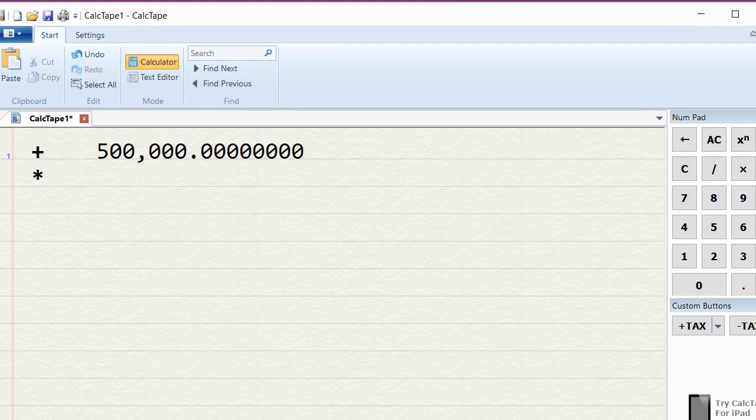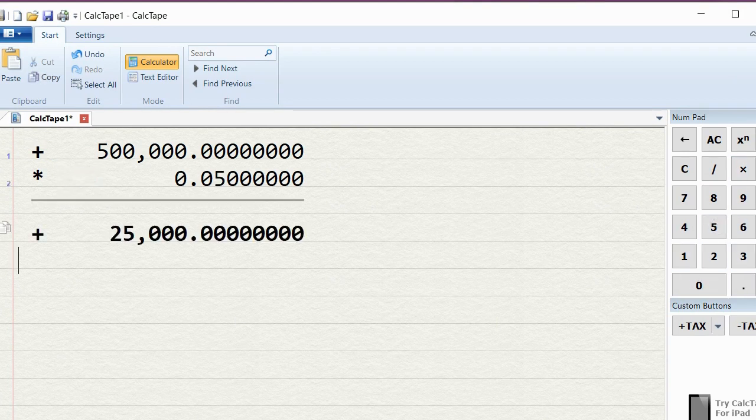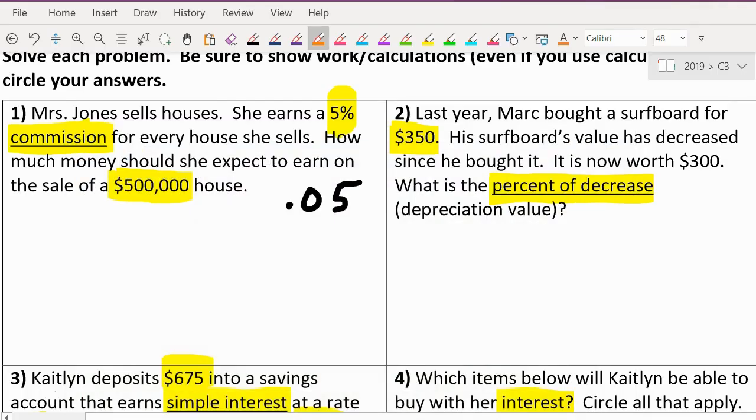Times 500,000, times 0.05. Okay, $25,000. So now for your work, you have to show it, right? It says show your work and calculations. So you cannot just put the answer.